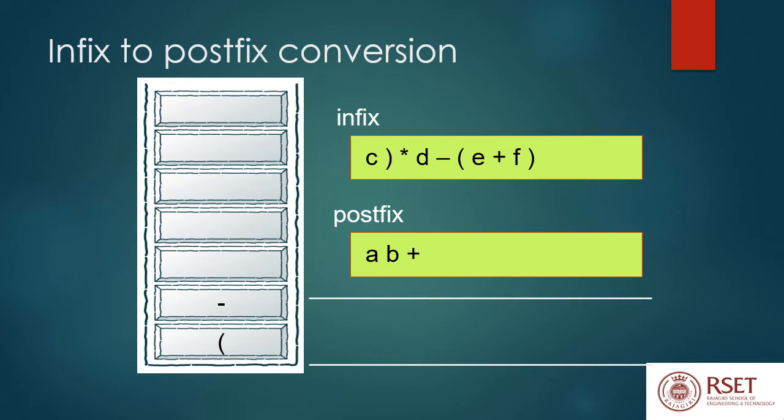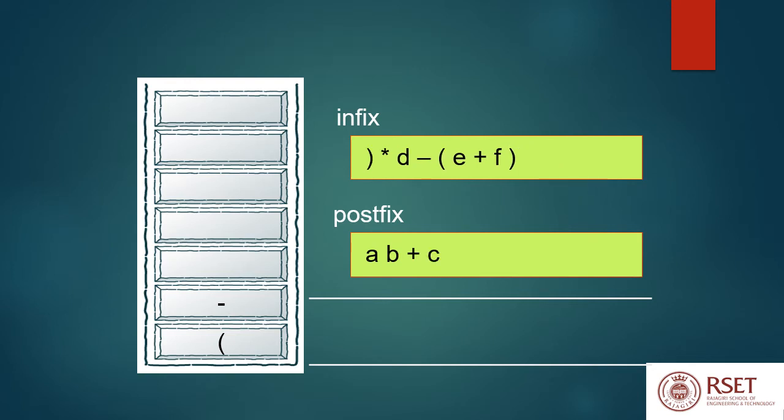Got it? Again, you see C here. C moves to the postfix expression. When you see a closing bracket, you pop all the elements from the stack until you see an opening bracket, and you just discard this opening bracket. That's what is happening. Minus is moved out to the postfix, and the closing bracket and opening bracket are removed. Again, star: push it into the stack. D goes to the postfix expression.